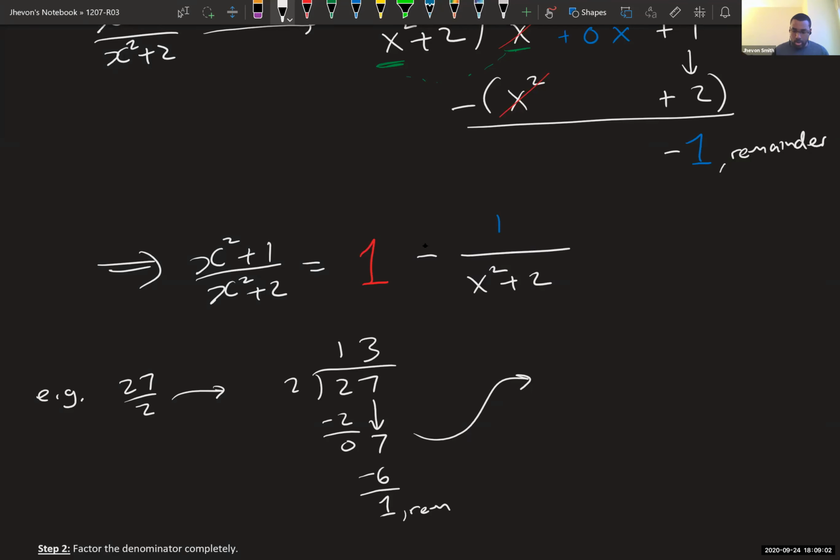And so then you end up with 27 over 2 is 13, which is the guy that's on top, plus the remainder over the divisor, right? So it's just that, but with polynomials. Okay.